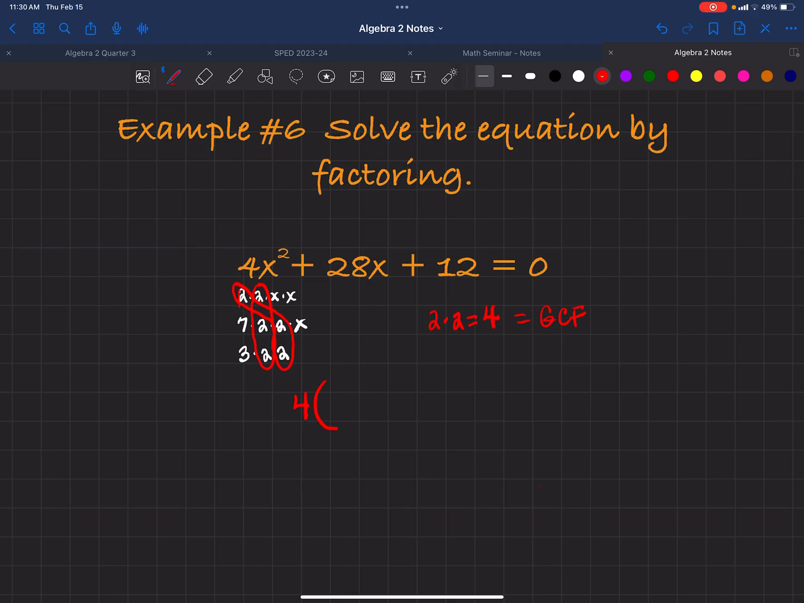Once I take out this 2 times 2, the first term has an x squared left. When I take out this 2 times 2, the second term has 7 times x left. And when I take out this last 2 times 2, this is going to be +3.